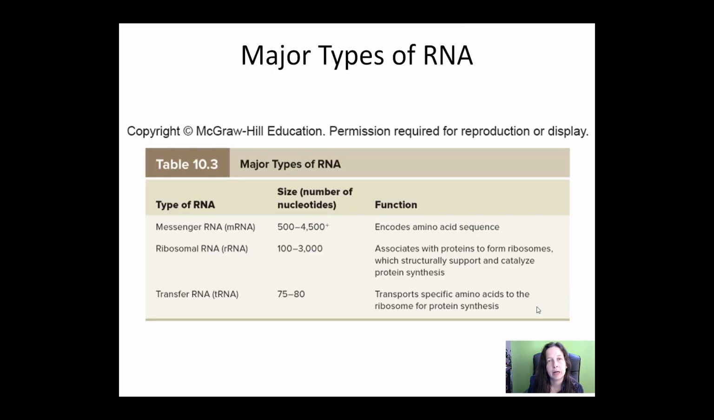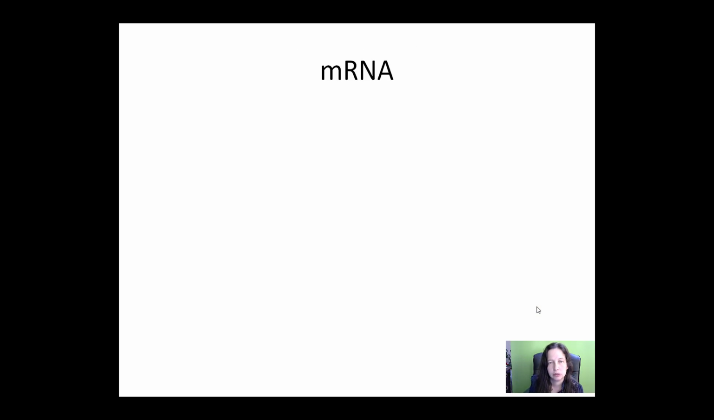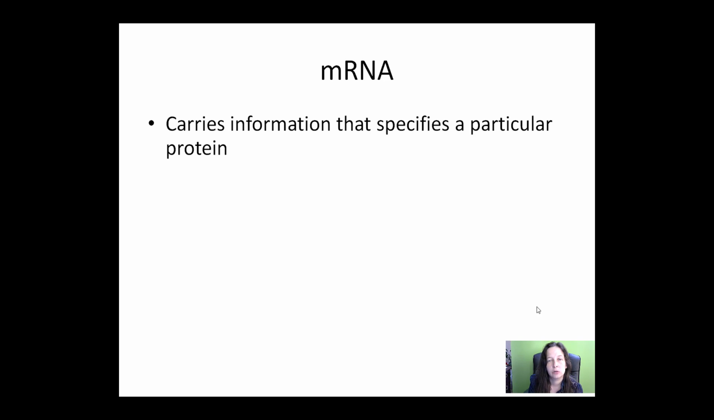So now let's come back to the process of translation. There are 3 types of RNA involved in translation: mRNA, ribosomal RNA, and transfer RNA. Messenger RNA encodes the amino acid sequence. Ribosomal RNA serves as a scaffold during translation, and transfer RNA transports specific amino acids to the ribosomes for protein synthesis. So let's talk about mRNA.